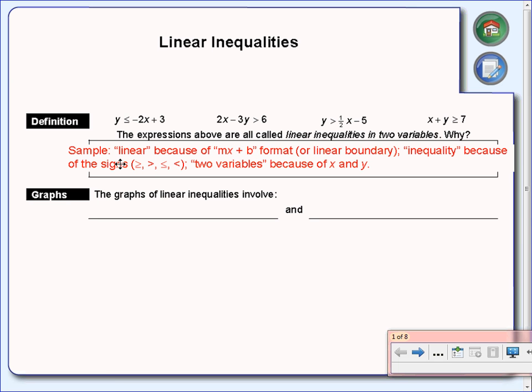Right below there it says that these graphs of linear inequalities involve blank and blank. What do they require here? They require a shaded region and a boundary line. And we'll talk about how to find that shaded region and how to find that boundary line in a second. But when we get done graphing our linear inequalities, we'll have some shading, and we'll also have a boundary line.